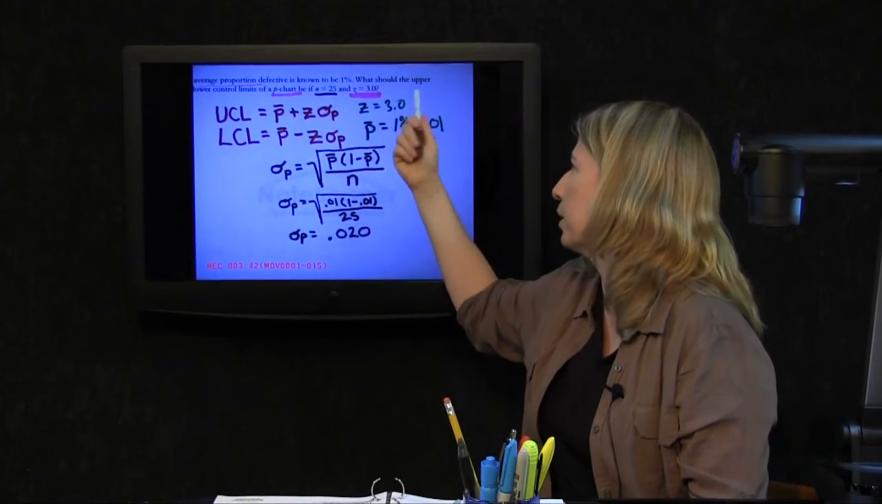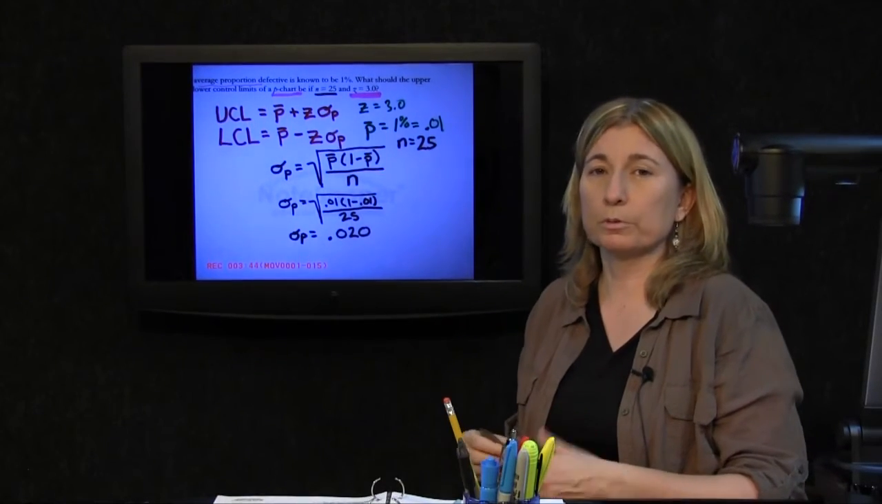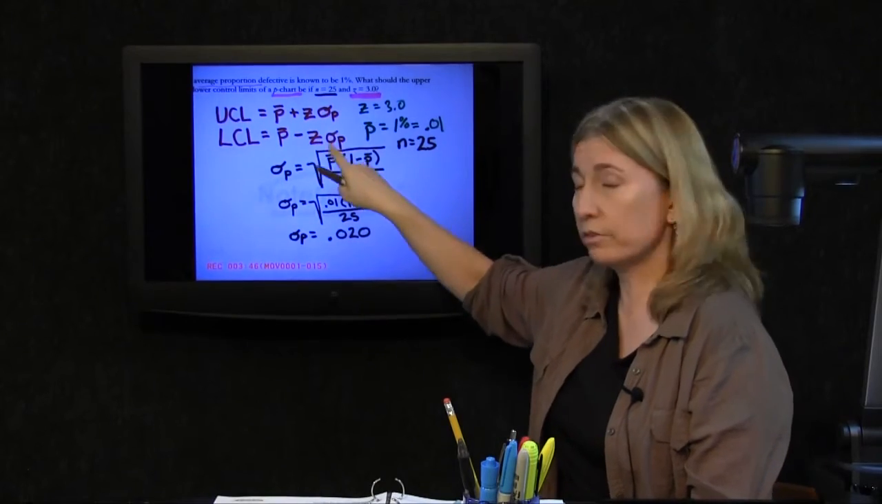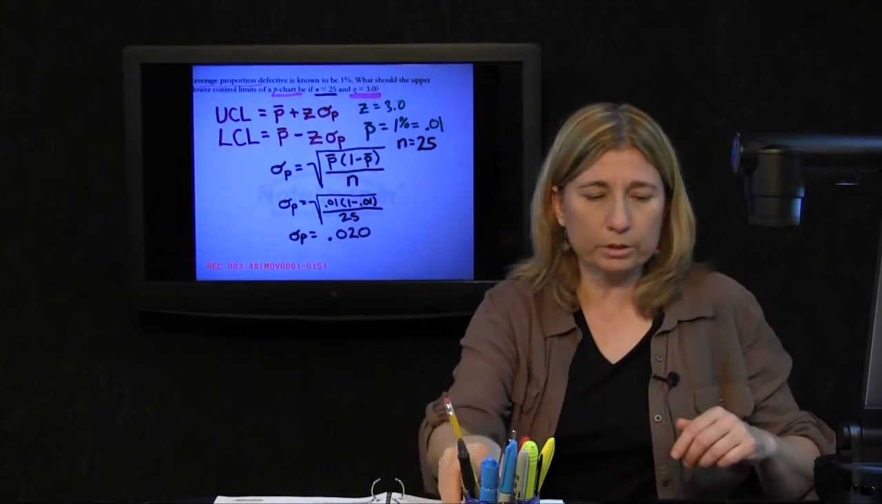Now we're ready to actually answer the question. What's the upper control limit? What's the lower control limit? See how we now have the three pieces that we need in each case? So fill out the formulas.